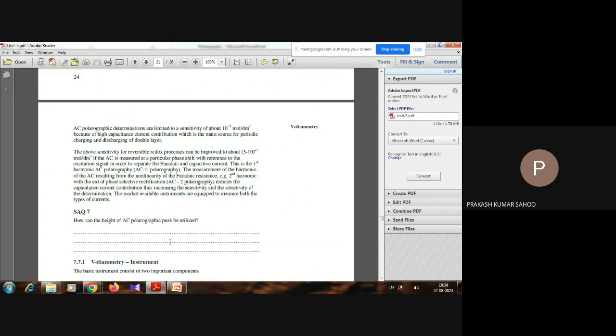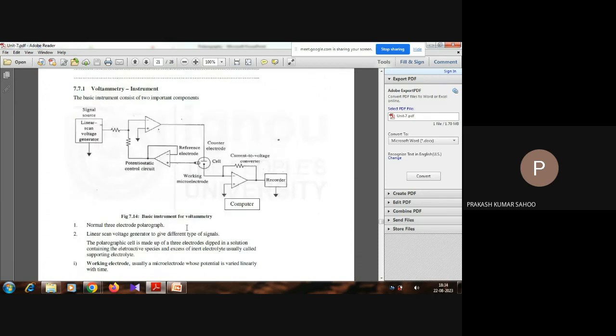Then the voltammetric instrument: this is the general instrumentation of voltammetry. We have a signal source or linear scan voltage generator here. This is the cell. Generally three types of electrodes are used here: a reference electrode, a working electrode, and a counter electrode. This is the counter, this is the working, and this is the reference electrode, which maintains the constant potential of the system.